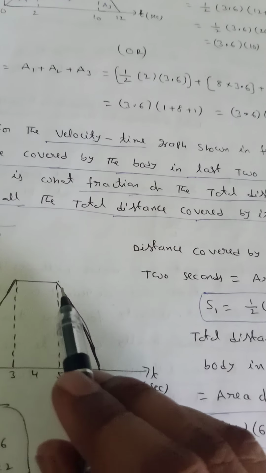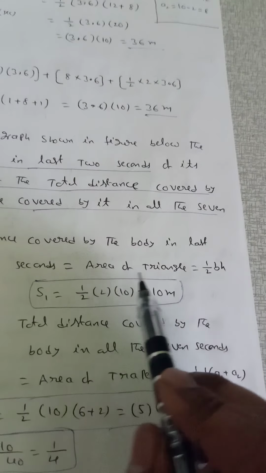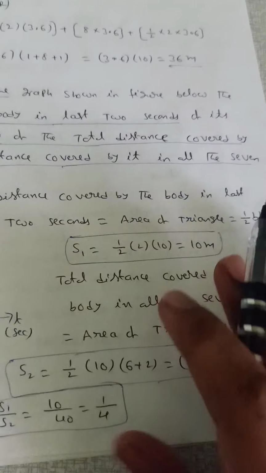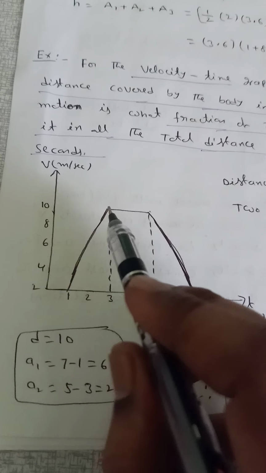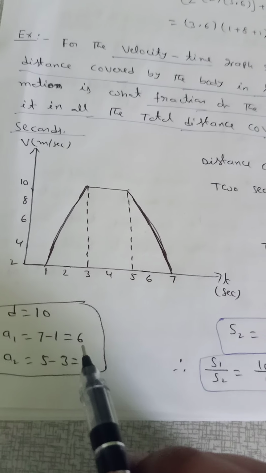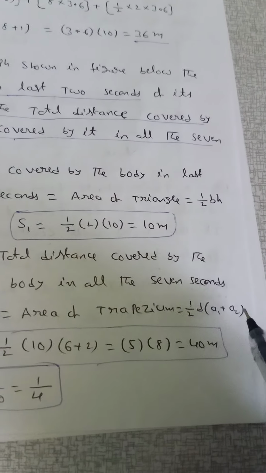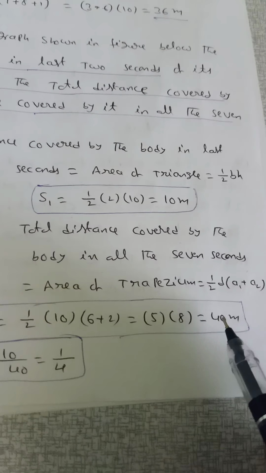First we calculate the distance in the last 2 seconds. This is the area of the triangle. Distance covered by the body in the last 2 seconds: area of the triangle is half base into height, base 2, height 10, half into 2 into 10, 10 meter. But the total distance covered by the body in all 7 seconds is the area of the trapezium. d, the perpendicular distance, is 10, a1 is 7 minus 1, 6, a2 is 5 minus 3, 2. Area of the trapezium is half d into a1 plus a2, half into 10 into 6 plus 2, that means 40 meter.